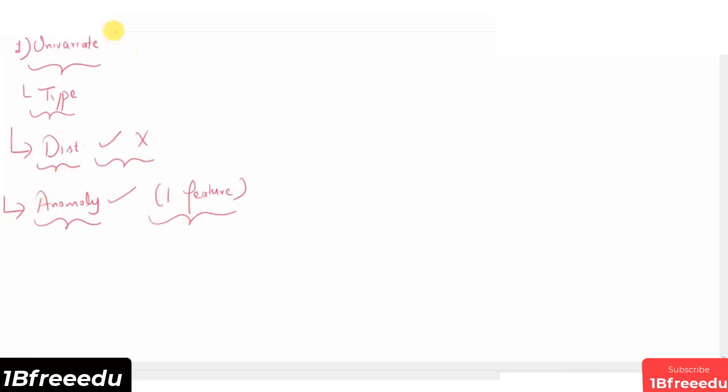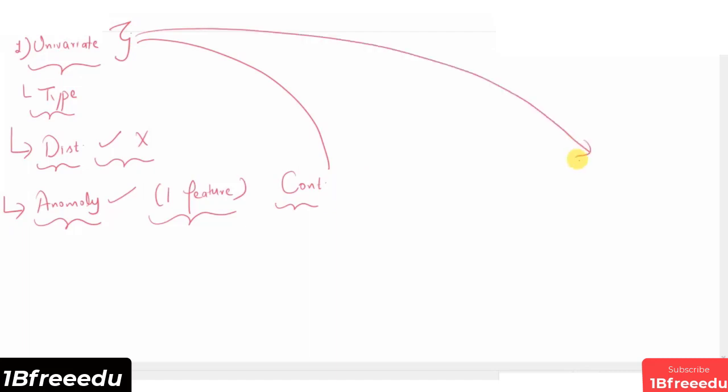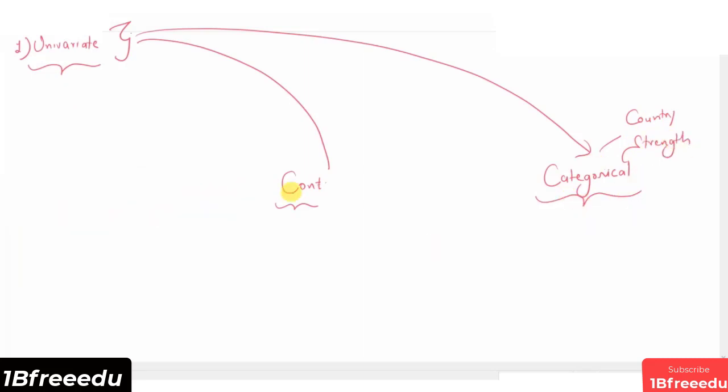So univariate analysis can be done both on continuous or numerical data, and also on categorical data. Categorical data is the type of data which has some categories or subcategories, and continuous data is data whose points are continuous in nature, like weight of a person, height of a person, or amount of sugar that you have. These are continuous data. And categories are like we have some country feature, or some strength feature. These are all categorical data.